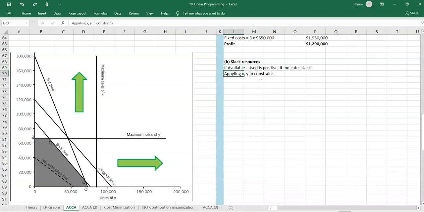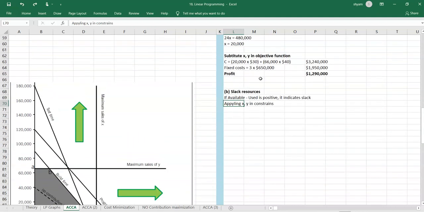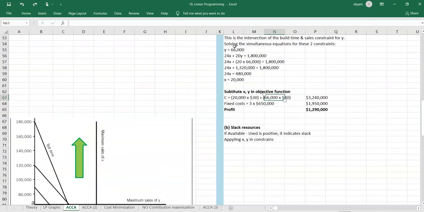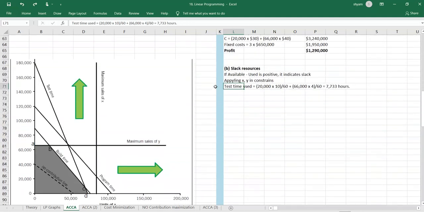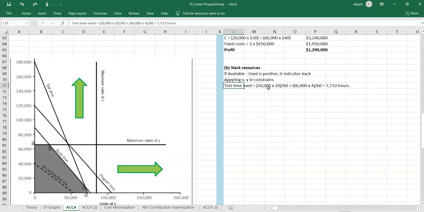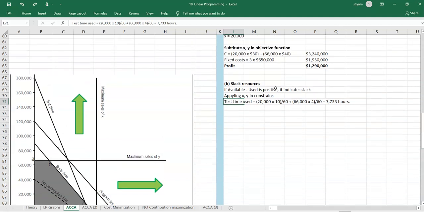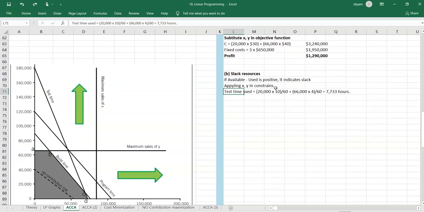Applying x and y in constraints. So we got the optimal point that 20,000 units of x has to be produced and 66,000 of y has to be produced. We got that from the optimum point. That optimum point is nothing but this B point. So let's put 20,000 in x and 66,000 in y.